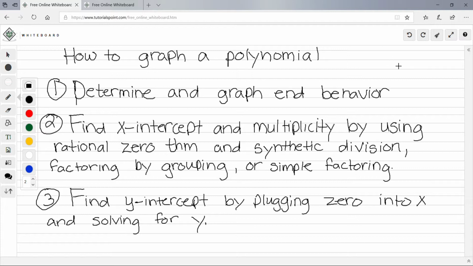Hi, today we're going to learn how to graph a polynomial. So in this section, I will go over all the steps of graphing a polynomial. I will go over end behavior, x-intercept, multiplicity, rational zero theorem.